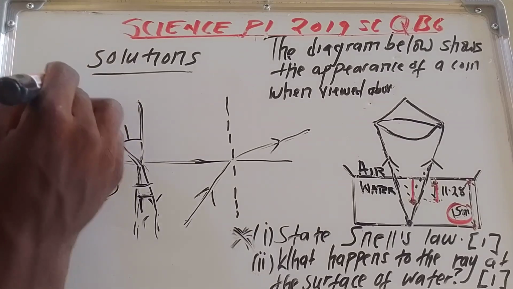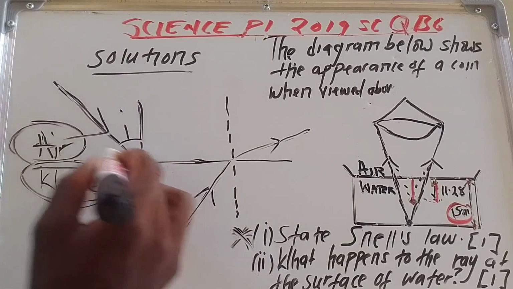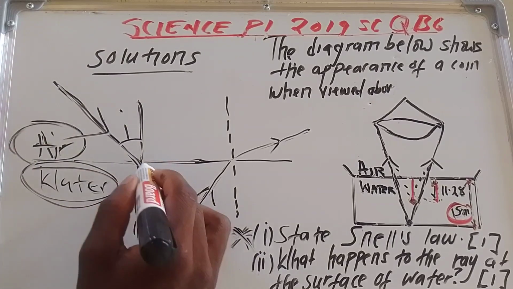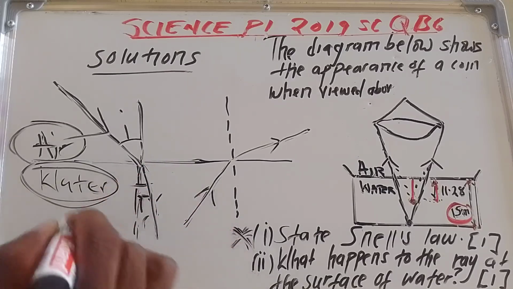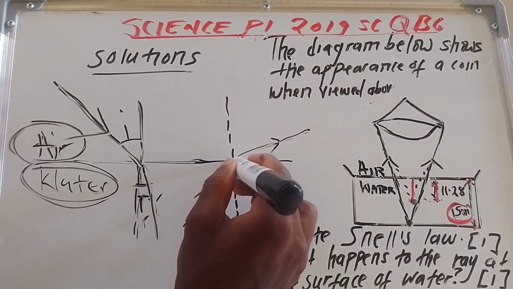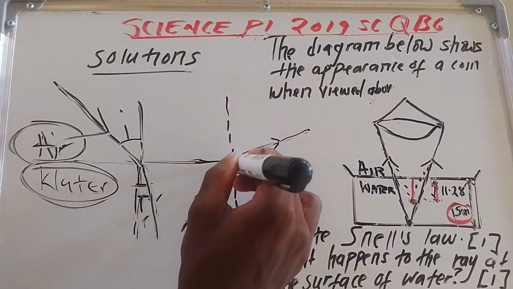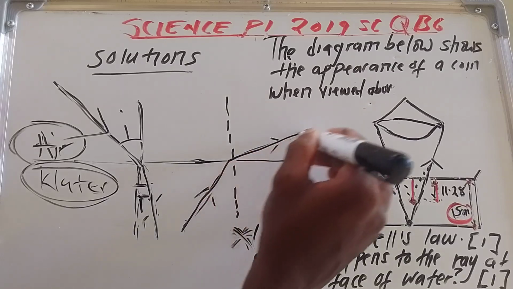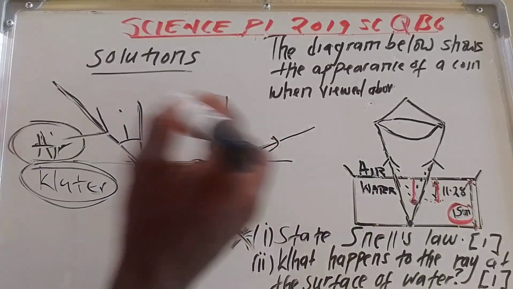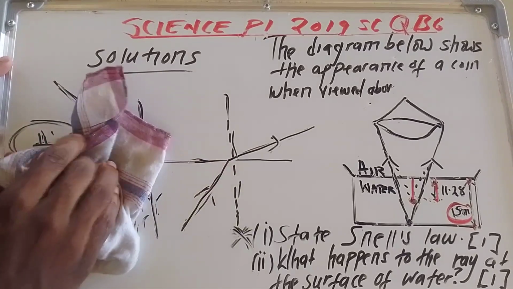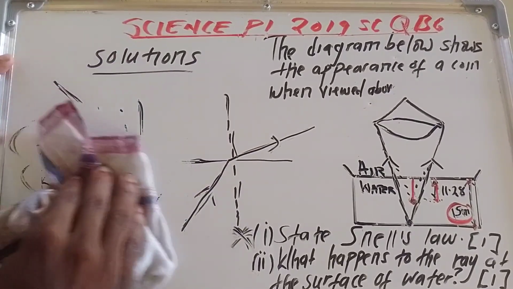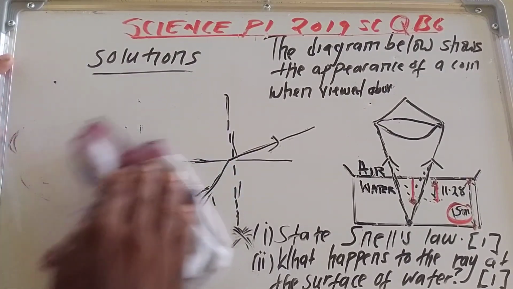Whenever a light ray is coming from a less dense medium to a denser medium, the ray of light is always going to bend toward the normal. But whenever a ray of light is coming from a denser medium to a less dense medium, it is going to bend away from the normal. So those are some of the concepts which I wanted you to understand before we can even start answering this question. Okay, so now let's start answering our question.